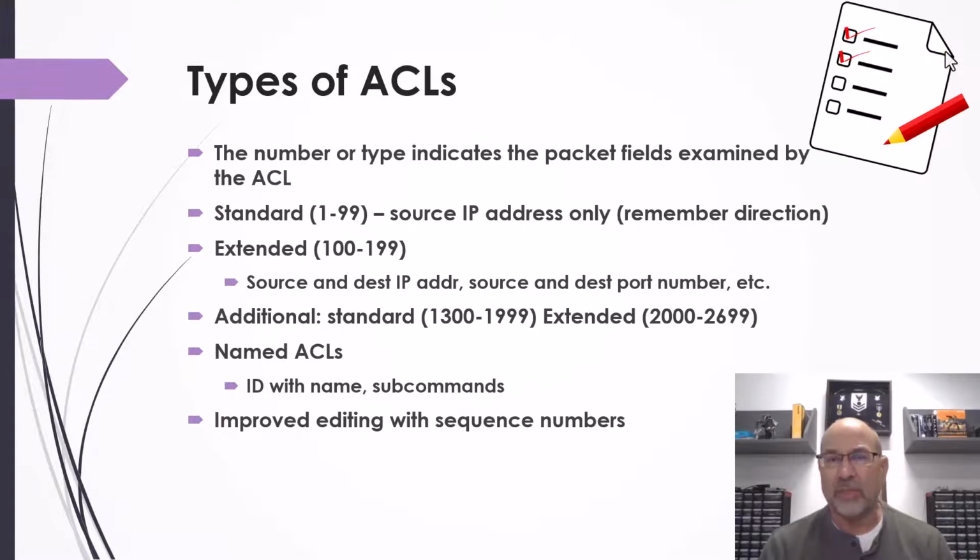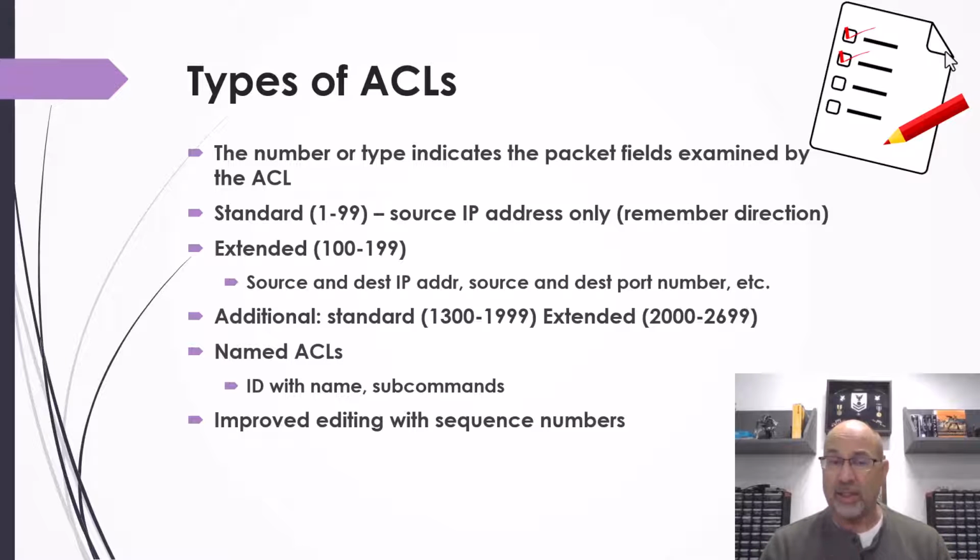Now, the four basic types of ACLs, at least for the CCNA, are listed here on this slide. It turns out that there are a lot of different kinds of ACLs, but the ones that we're worried about for this exam are really standard, extended, named, and then we've got some additional numerical space that we can use for these access lists. Whatever number you use identifies the kind of ACL that you're doing. So the minute you use one of these numbers, then the logic of the IOS says, oh, we're interested in a particular set of fields.